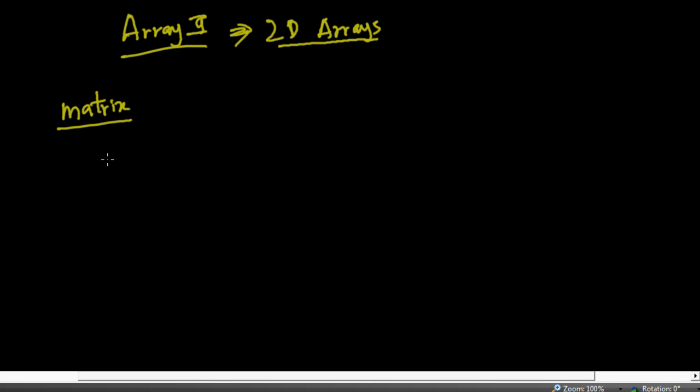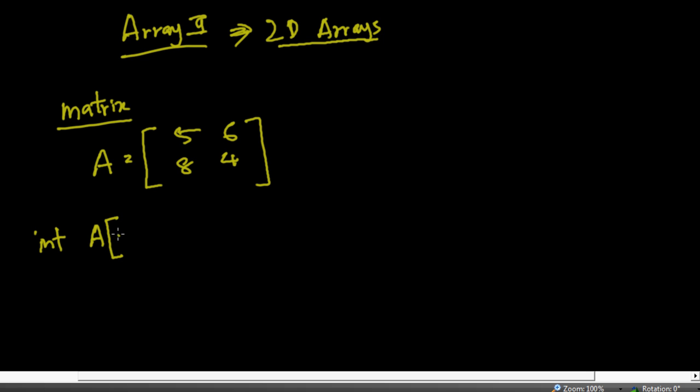matrix. Let's say we have a matrix A with elements of 5, 6, 8, and 4. So how do we represent this in a single array? First we look, it's all integers. So we just use integer A[2][2].